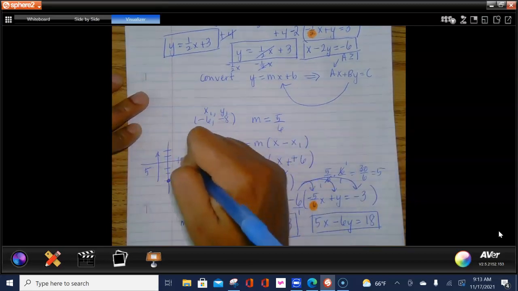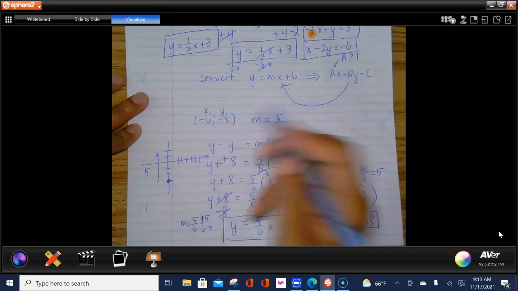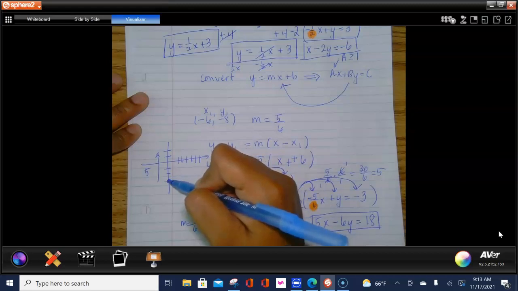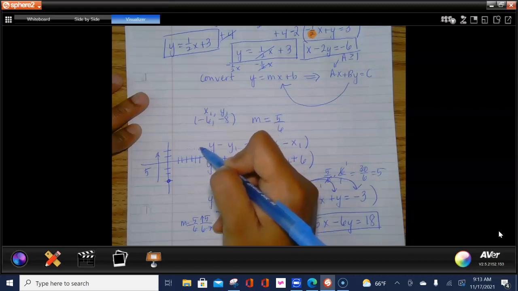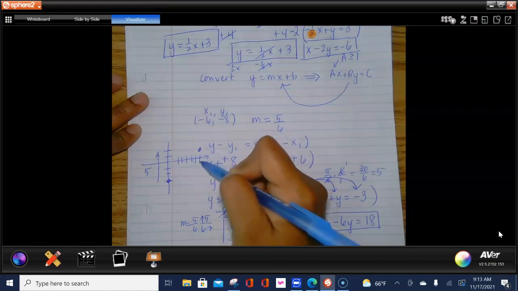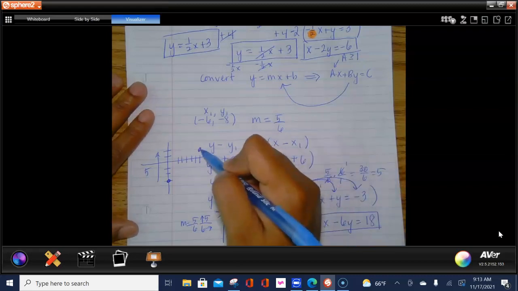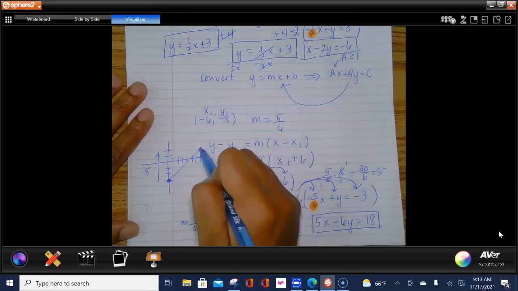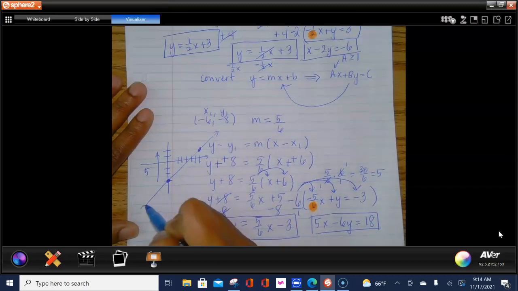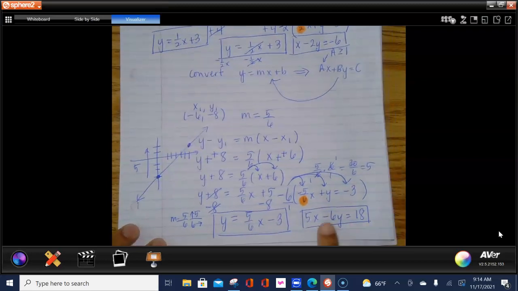And then I'm going to run 1, 2, 3, 4, 5, 6 to the right. So from here, the address is to go up 5, and then run to the right 6. And this coordinate here would be 6, 2. Now you see, you have produced the line. You don't need a calculator. You just graph a linear equation. Easy.